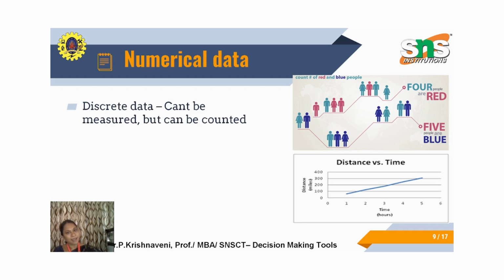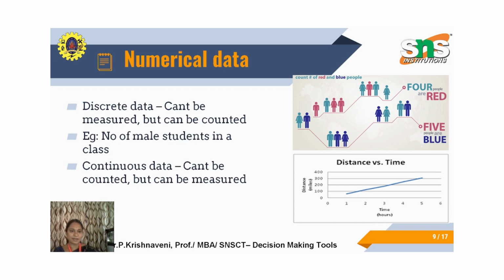At the same time, it is discrete data. It also helps us to classify things that can be counted, but the average or standard deviation will not give any meaningful information at all. At the same time, the number of male students in the class is also numerical data. Continuous data cannot be counted but can be measured, like weight and length. These can be measured, not counted. This is the major difference between discrete data and continuous data.